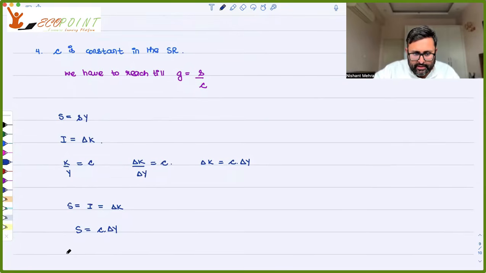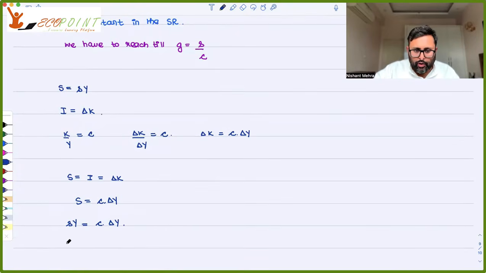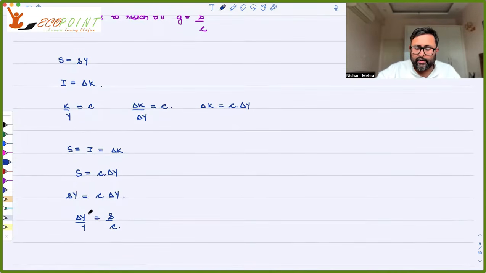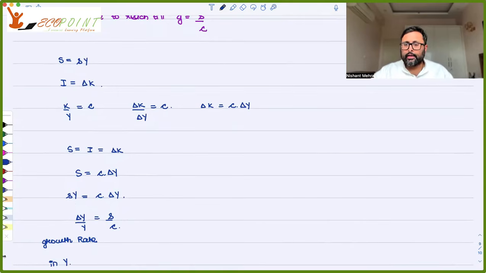But capital S is equal to small s into Y, right? So your delta Y by Y is equal to small s upon small c. So what is delta Y by Y? That is the growth rate in Y. That is delta Y by Y. So I hope you know this delta Y by Y.